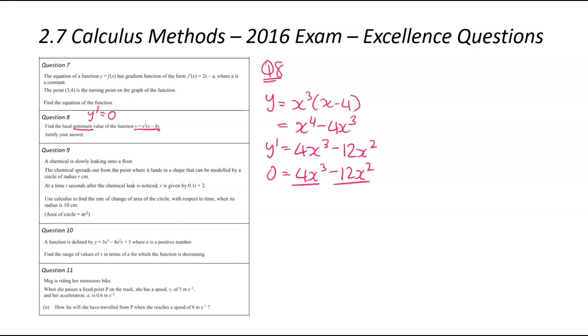I'm going to factorize. I can see some x squareds in common and a 4 in common. So 0 will be equal to 4x squared, and then in brackets, x minus 3. My two answers, x1 will be equal to 0, and x2 will be equal to 3.